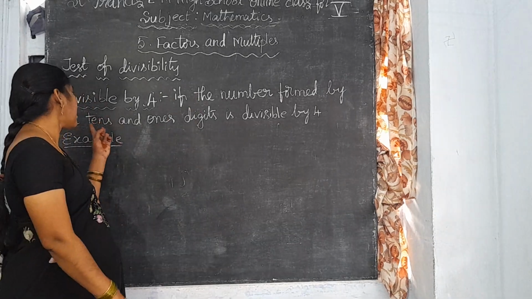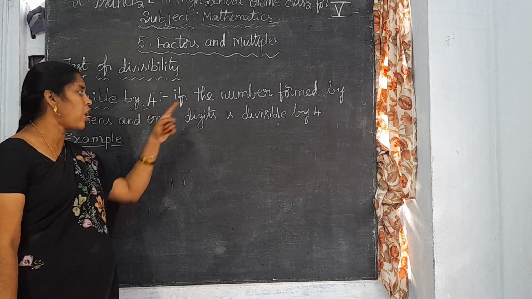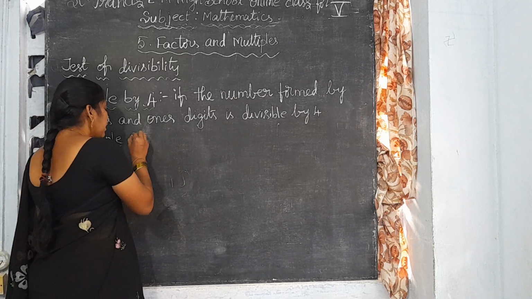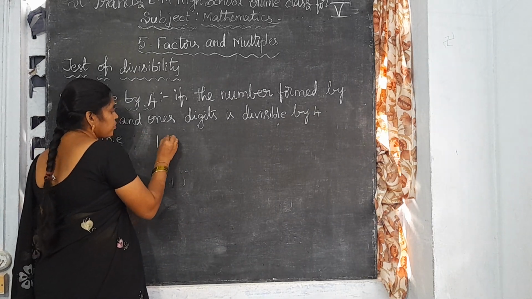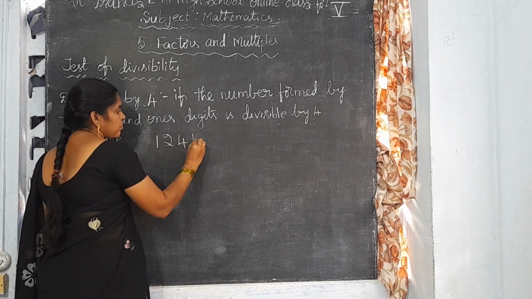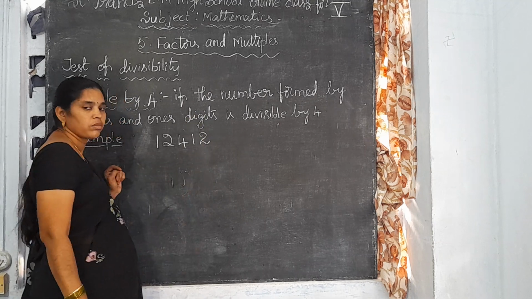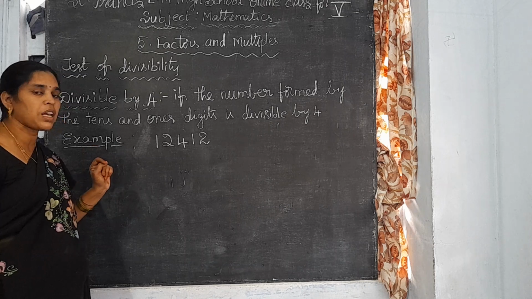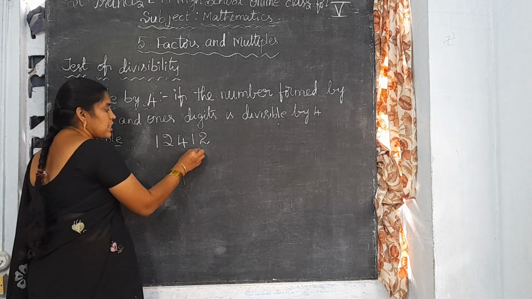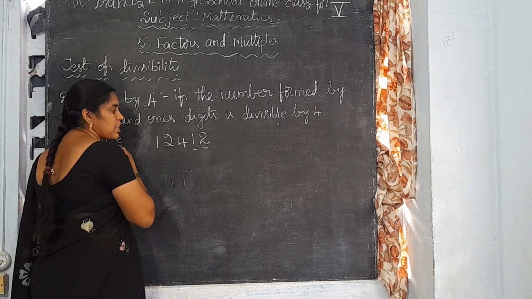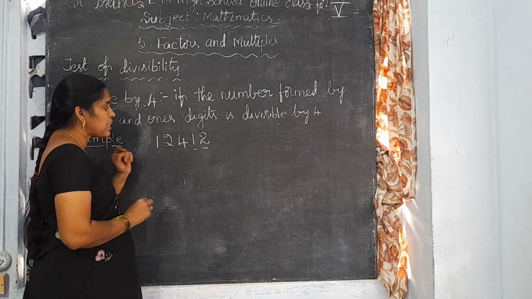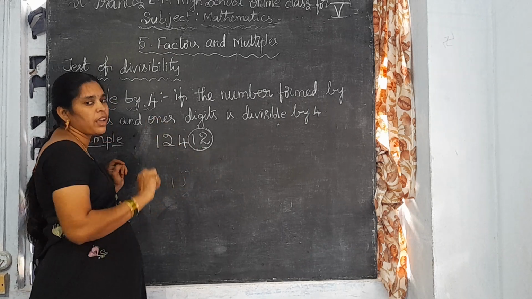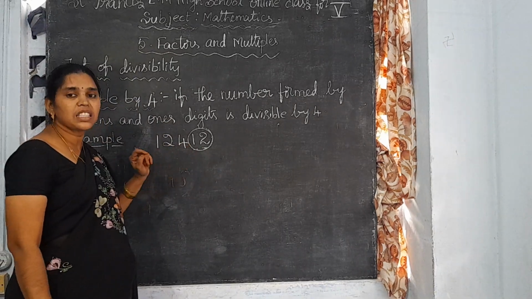The number formed by the tens place digit and the ones place digit. That means, for example, any big number you can take. Here, what are the digits in the tens place and ones place? The tens place digit is 1 and the ones place digit is 2. That means the number is 12. If this 12 is divisible by 4, then the number is divisible by 4.